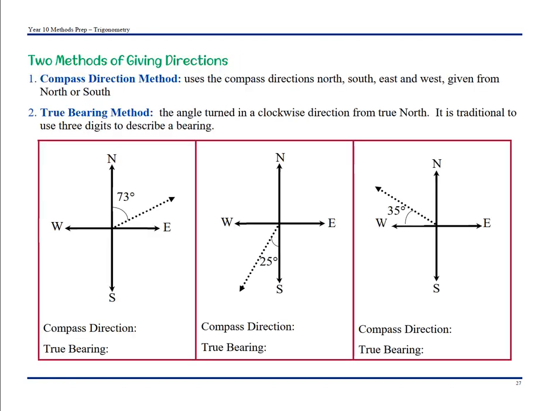So let's begin by looking at the two methods of giving directions. Now, the compass direction method uses the compass directions north, south, east, and west, which you should be familiar with. The most important thing is that they should be given from north or south. So you're either going to go north, which way, or south, and then which way. Do not start at east or west. Now, the true bearing method is the angle turned in a clockwise direction from true north. Okay, now it's traditional to use 3 digits when describing a bearing as well.